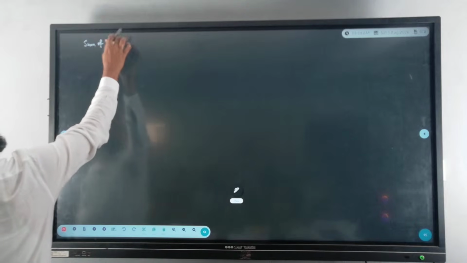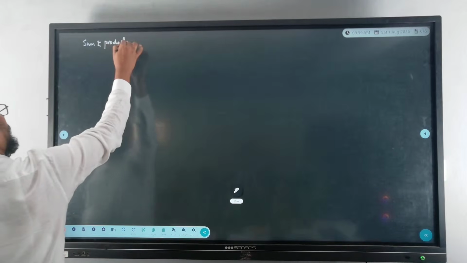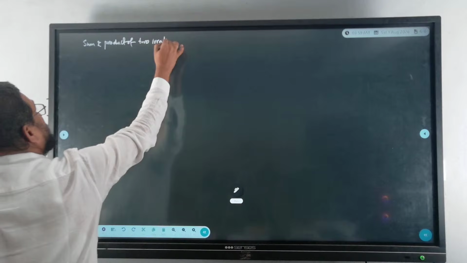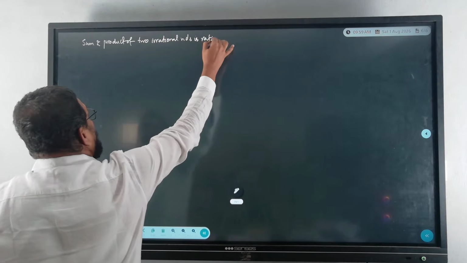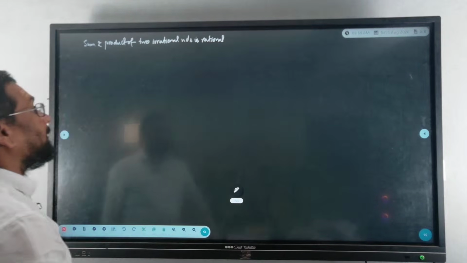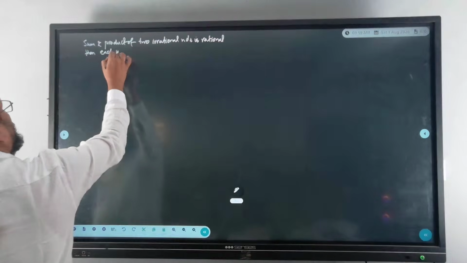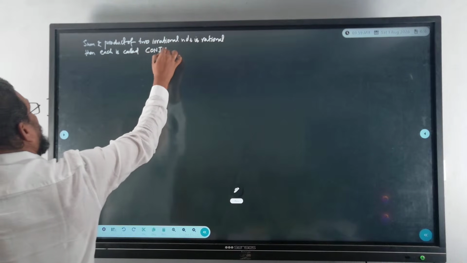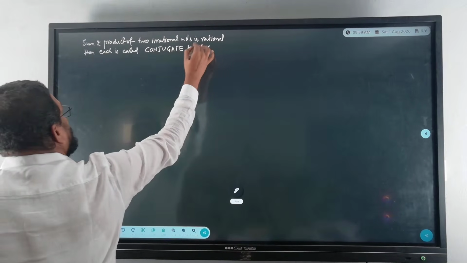If both sum and product of two irrational numbers is rational, then each is called conjugate to the other.